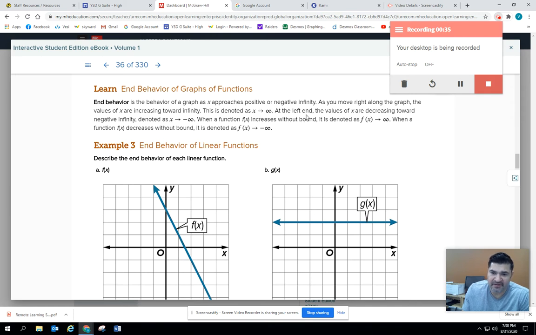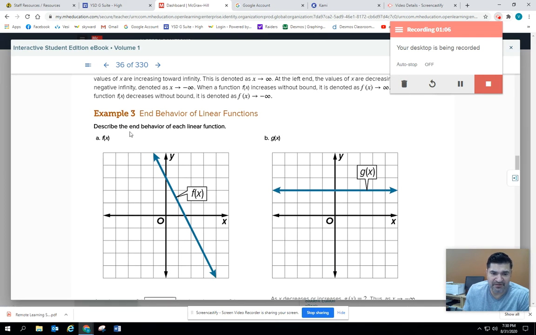At the left end, the values of x are decreasing toward negative infinity, denoted as x approaches negative infinity. When a function f of x increases without bound, it is denoted as f of x approaches infinity. When a function f of x decreases without bound, it is denoted as the function of x approaches negative infinity. Okay, so we're going to describe the end behavior of each linear function.